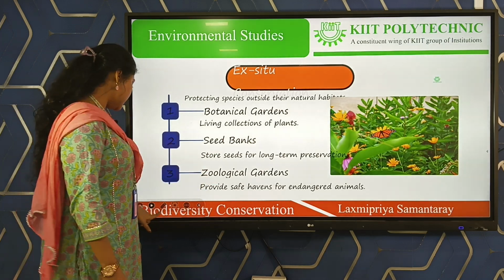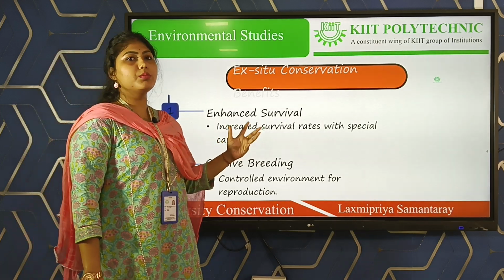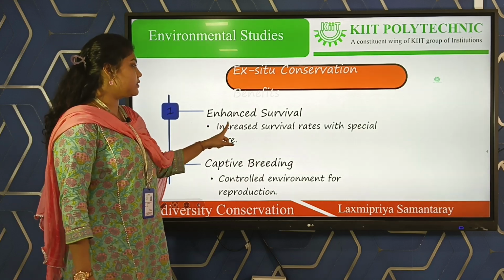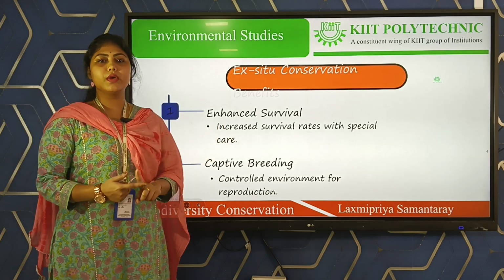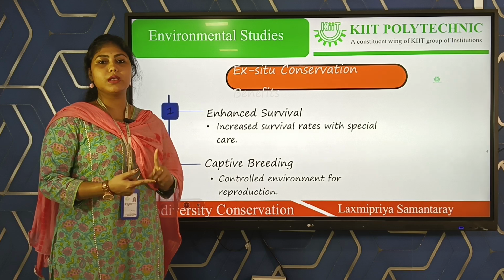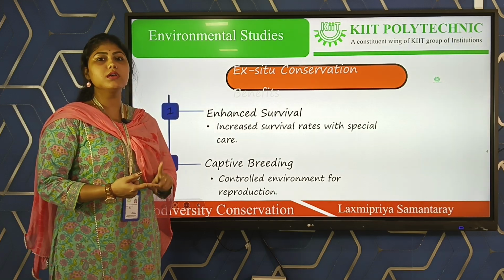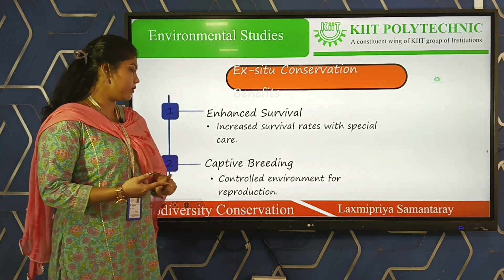Next, what are the benefits of ex situ conservation? The first one is it enhances survival. It means it increases the survival rate with special care. If we are keeping any kind of species in our environment, we have to give them proper care.